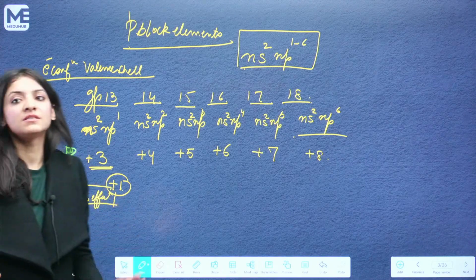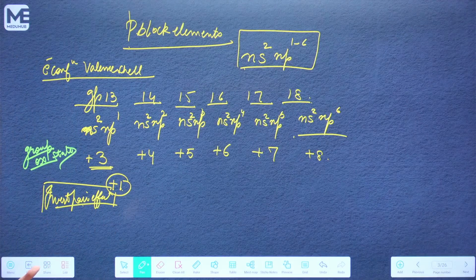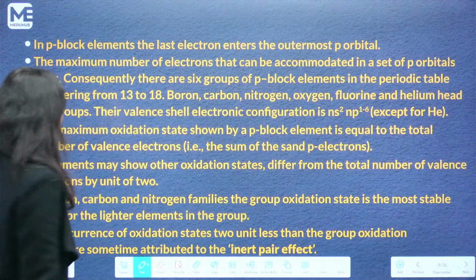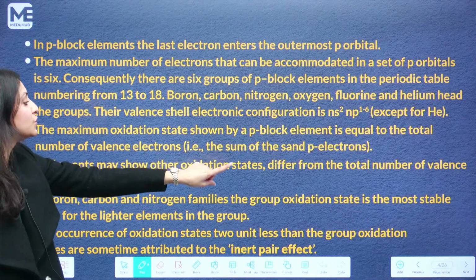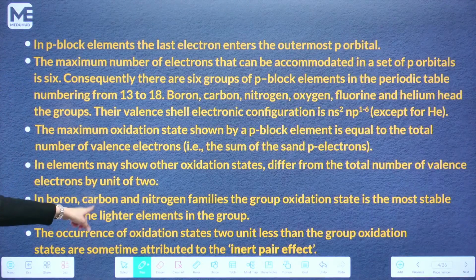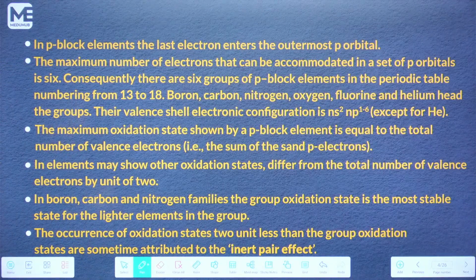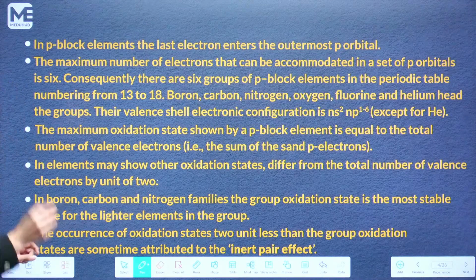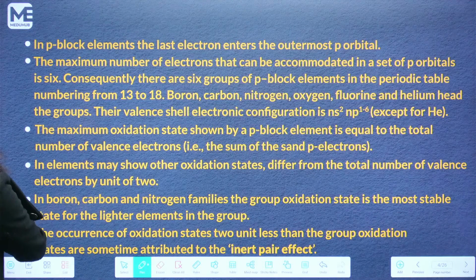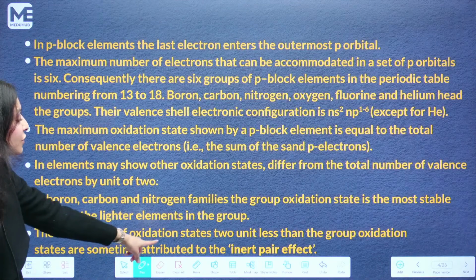Apart from the group oxidation state, many other oxidation states are also exhibited. We will talk about them when we talk about their respective groups. Moving on. The elements may show other oxidation states which differ from the total number of valence electrons by units of 2. In boron, carbon and nitrogen families, the group oxidation state is the most stable state for the lighter elements in the group. If you talk about group 13, 14 and 15, the group oxidation state of +3, +4, +5 is the most stable for the lighter elements. Now, the occurrence of oxidation state 2 less than the group oxidation state is attributed to the inert pair effect.